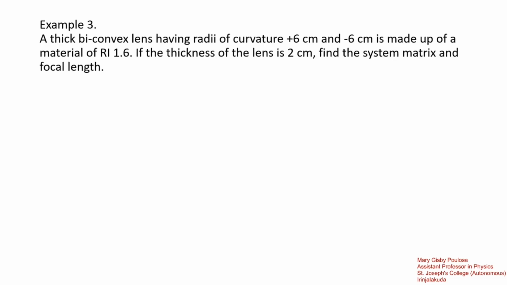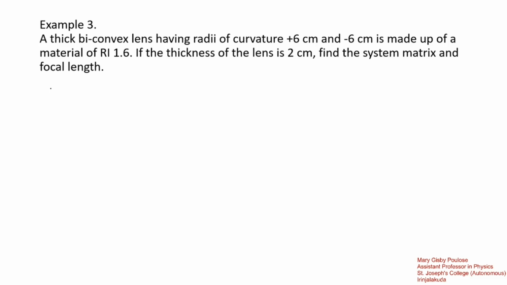Now in the next example, we have a thick biconvex lens having radii of curvature plus 6 centimeters and minus 6 centimeters, which is made up of a material of refractive index 1.6. If the thickness of the lens is 2 centimeters, find the system matrix and focal length. So here, a lens of defined thickness is given, right? So we use the system matrix for a thick lens. Before that, let us write down what the given parameters are.